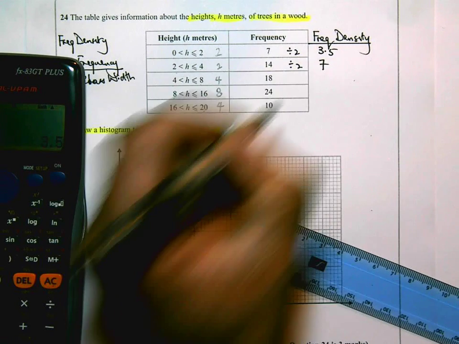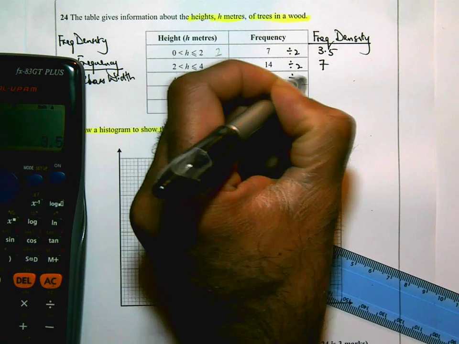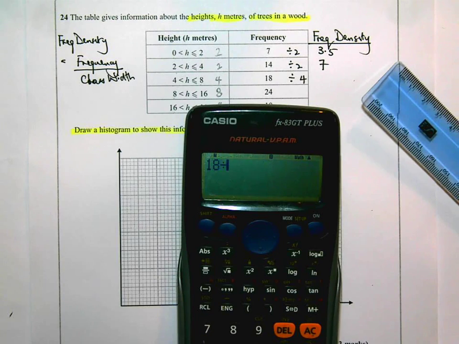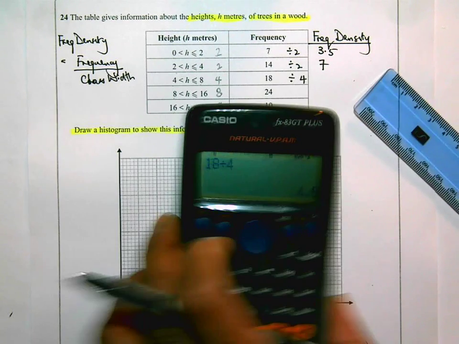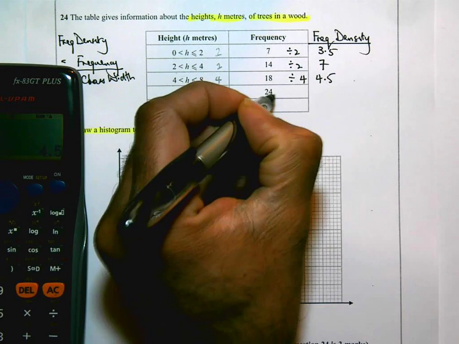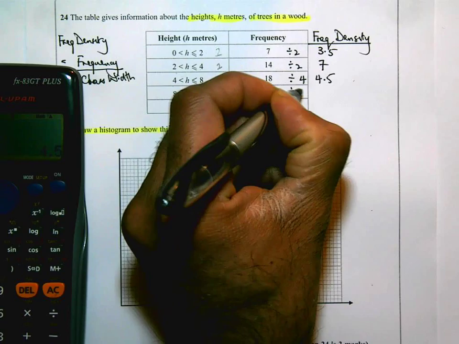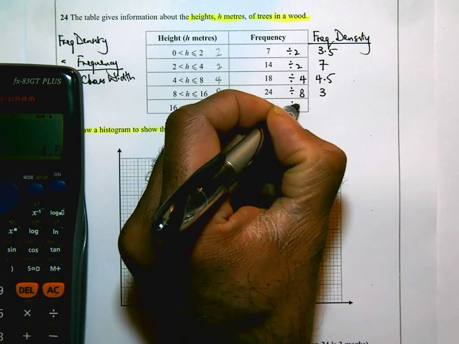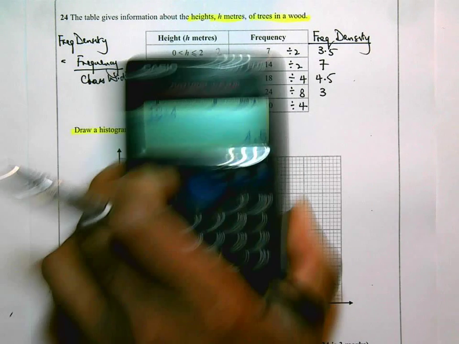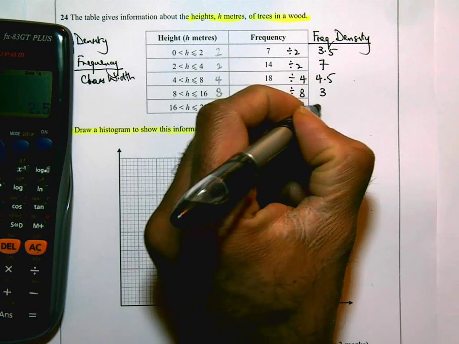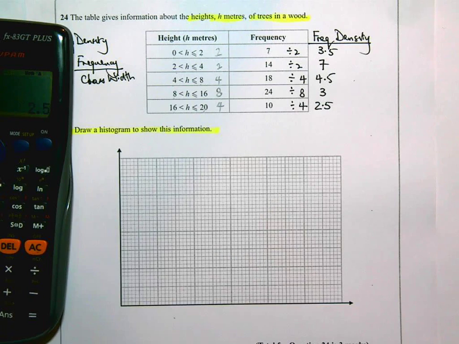I'm going to do 18 divided by 4, and let's just see what that is. 18 divided by 4 is 4.5. I'm going to do 24 divided by 8. I could do that, that's going to be 3. And I'm going to do 10 divided by 4, and I reckon that's 2.5. So that's my frequency densities all worked out.